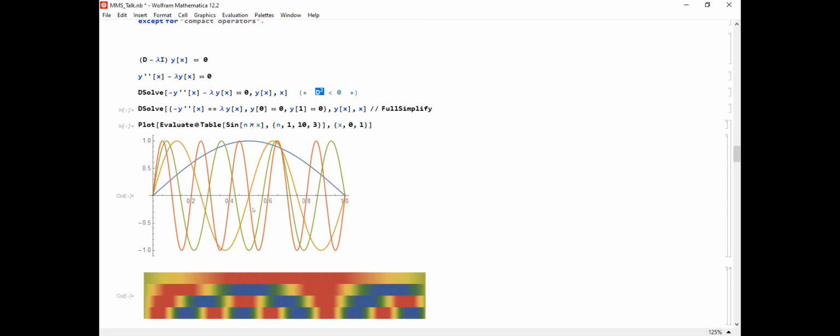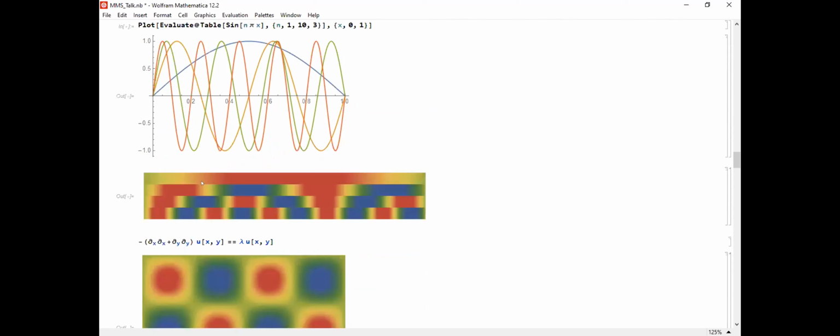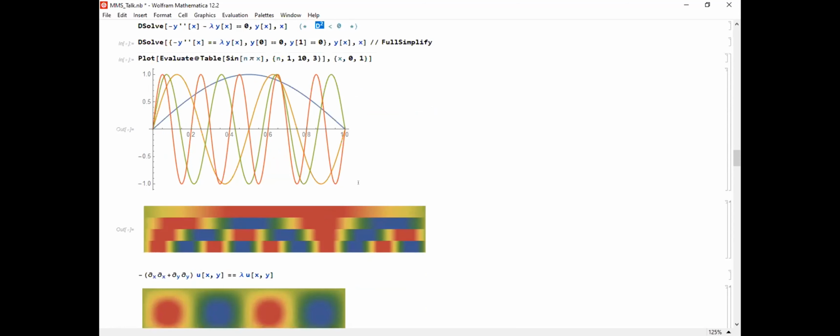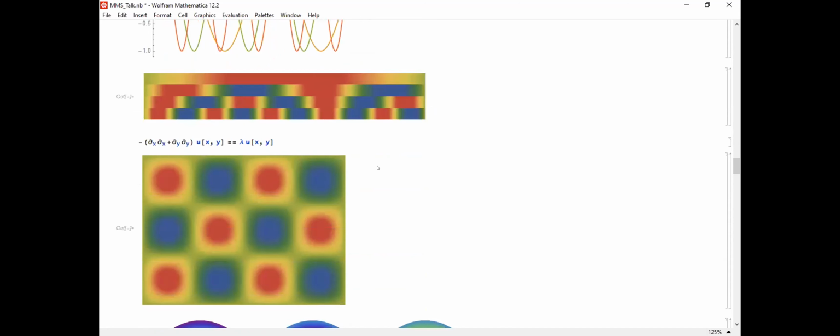And now they look a little bit like a jumble on top of each other here, but let's draw them up beside each other like this, using what's called a density plot. So this sine function here is this function here, and so on, right? So the eigenvalues that come up here are actually square numbers. Now, you can repeat this for higher dimensions.